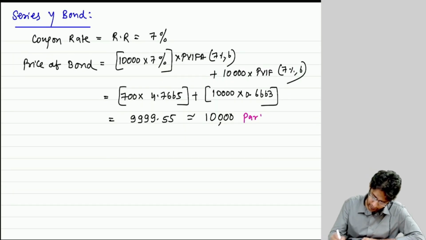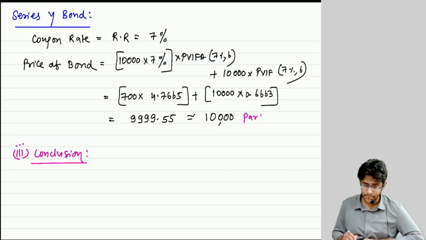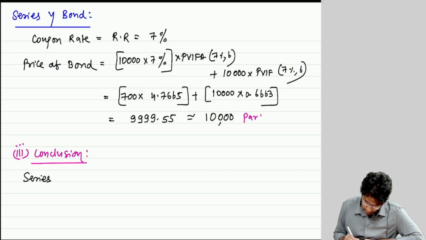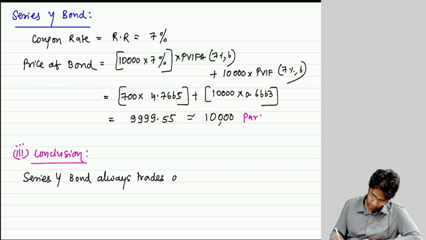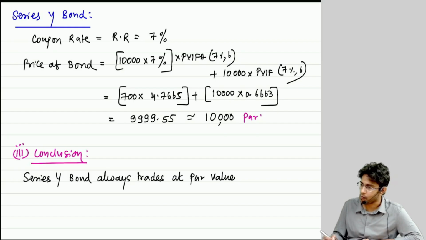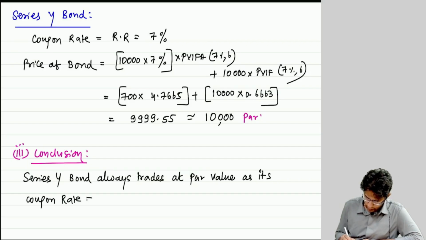Conclusion. Series Y bond always trades at par value as its coupon rate is equal to required return or yield always.